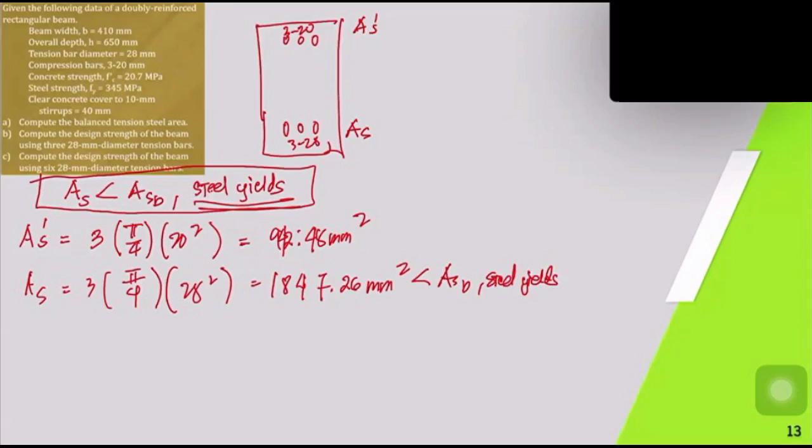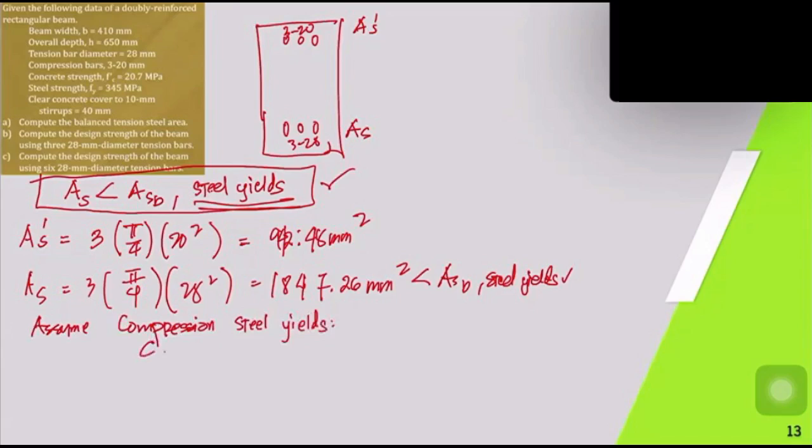Now check if the compression still yields. What we are sure of is that the tension side is in tension condition, so we have to compute the values. We have to assume the compression still yields. The problem with compression is that in reversal we are not sure if it yields or not. So assume first that compression still yields.